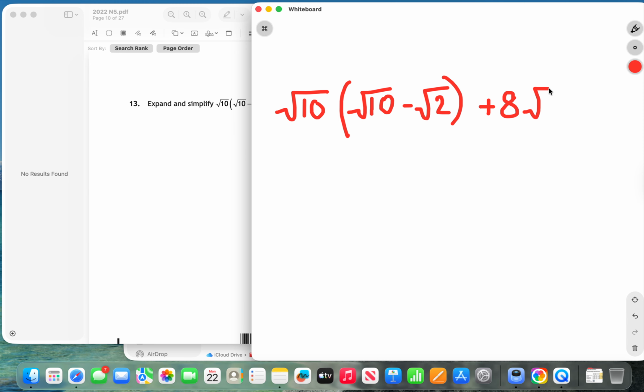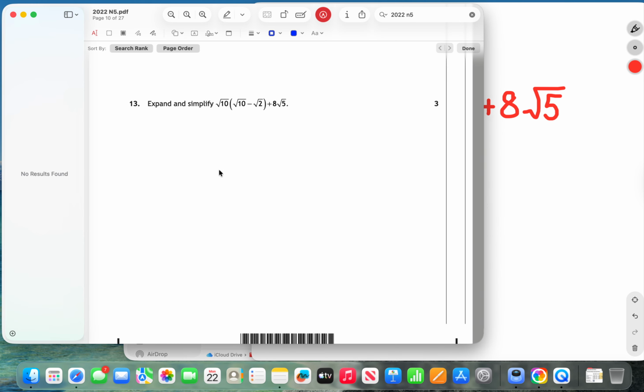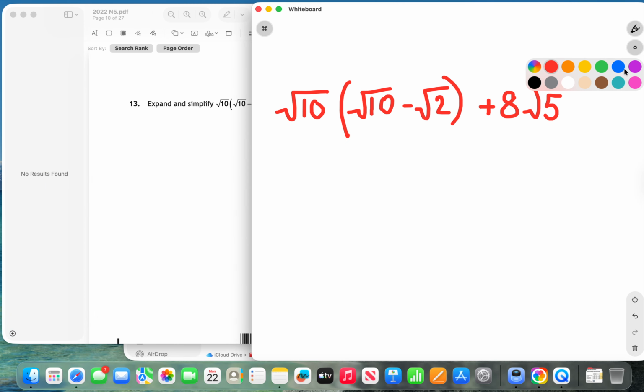If you have a look at the question, it says expand and simplify. Those are known as the command words, i.e. those are verbs telling you to do something. It's a command. So the first part of that is to expand. We're going to expand this section.